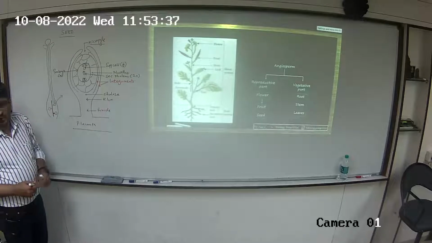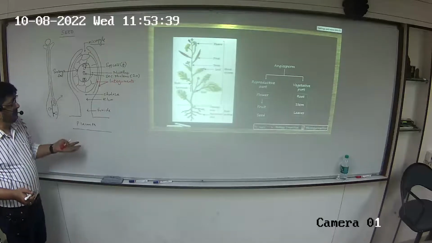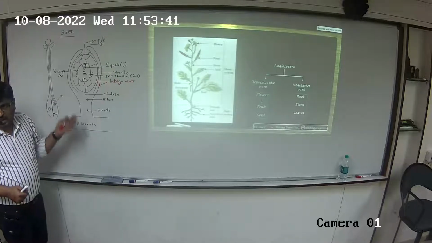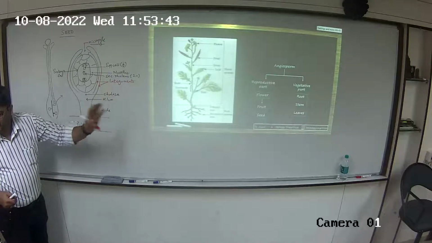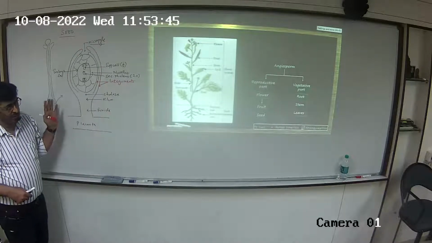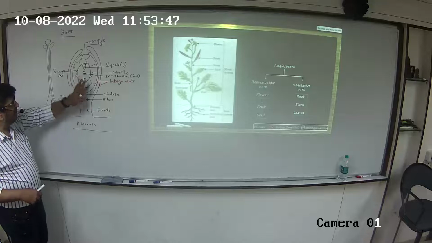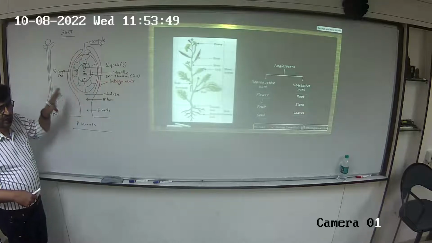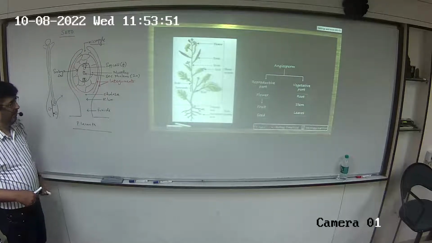Now we have to learn what fertilization is happening in this and how it is converted into a seed. Okay? Now these are the structures present normally in an ovule.